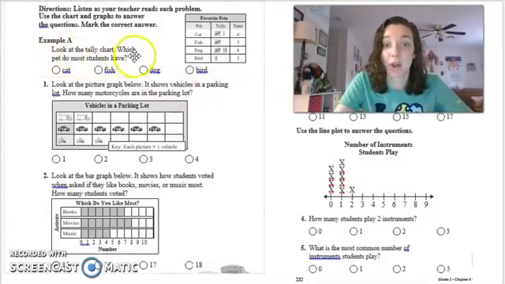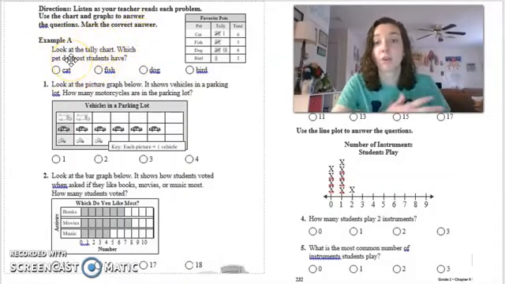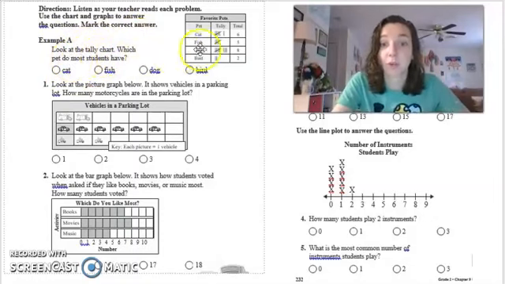This is our example. I'll go ahead and do it as well, but it says, look at the tally chart. Which pet do most students have? So we're looking for most, that's our key word. So we want the largest group. Okay, so we're going to come over to our tally chart. We're going to first see which one has the most, which right here is looking like this number here, 8 has the most. And I'm going to come over and see that it's a dog. So my answer would be dog.